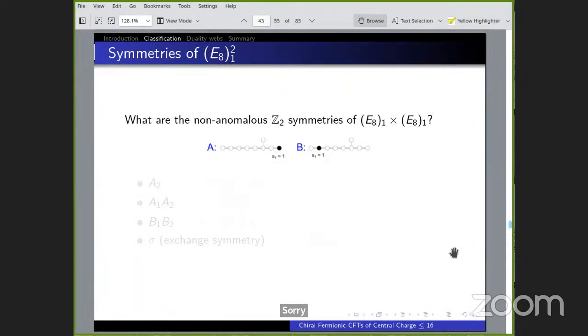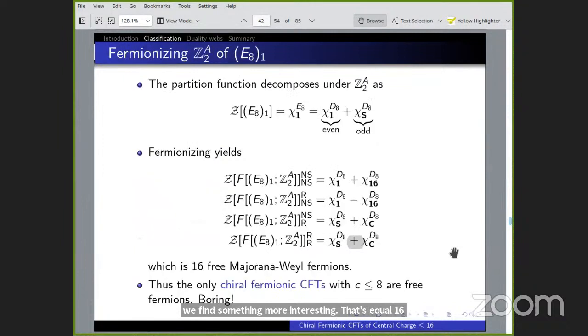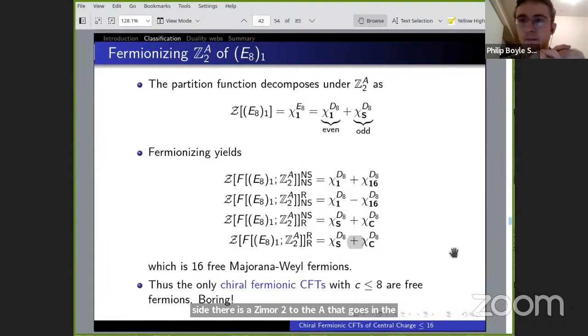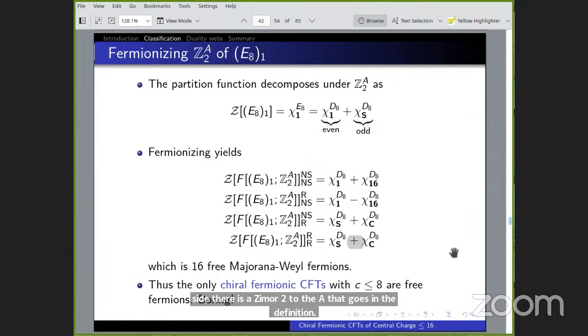Wait, sorry. In the last expression, everything depends on this A. The right hand side. So, in the left hand side, there is a Z mod 2 to the A that goes in the definition. Yeah. So, the right hand side depends on this choice of A.